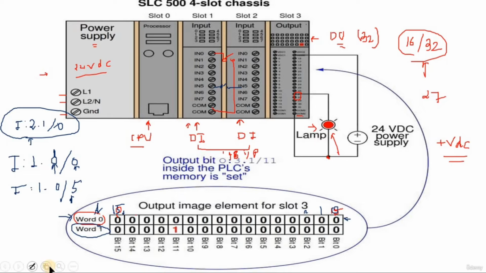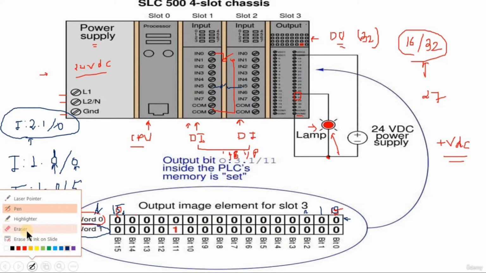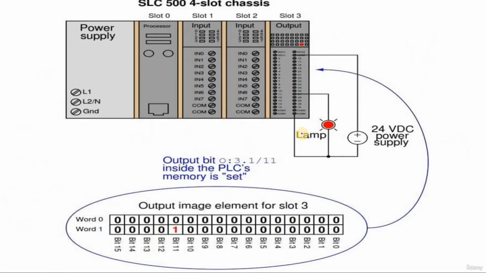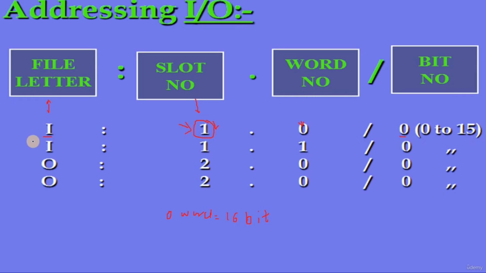So here we are going to provide the address for this lamp, which is connected to the 27th number terminal. The same thing you can observe for the output. O means what? This is the notation for our output. We can see it in detail later also. O colon 2.0/0. Okay.